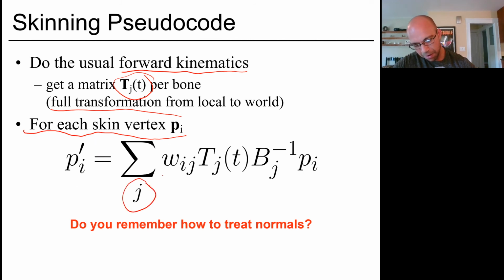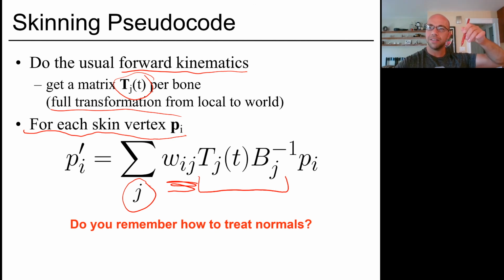So I'm going to sum over all the bones, take the weighted average, and perform the transformation that we've talked about over the last couple slides. And this is going to take us from the triangle mesh to its deformed pose.